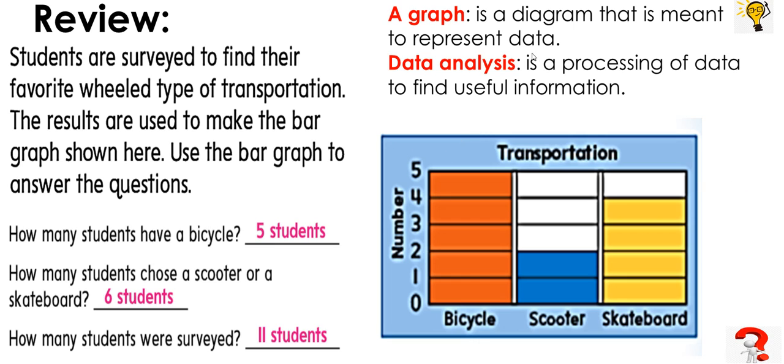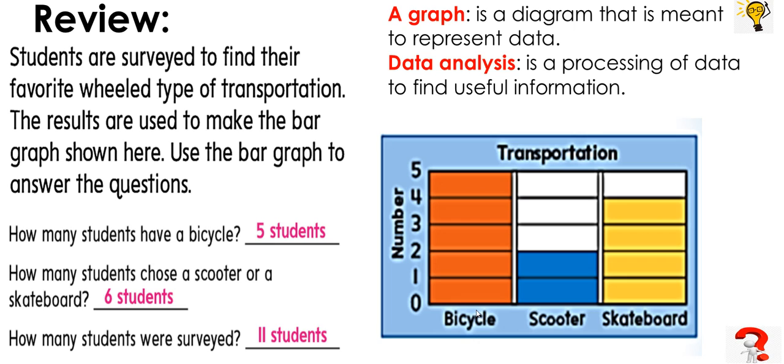A graph is a diagram that is meant to represent data. And data analysis is a processing of data to find useful information. So when we are looking for information in this bar graph, we are doing data analysis. Now, the first question says, how many students have a bicycle? Where is the bicycle? It's right here, the red one.